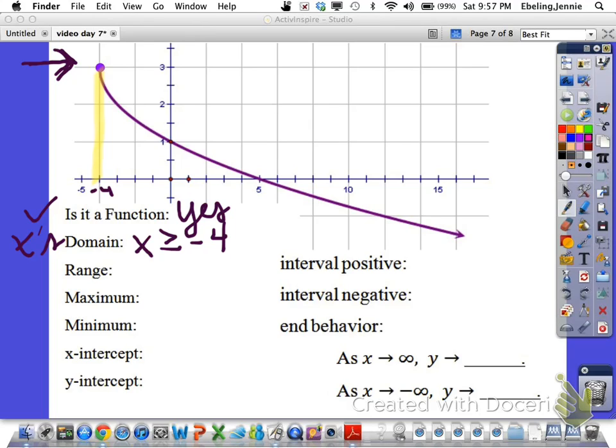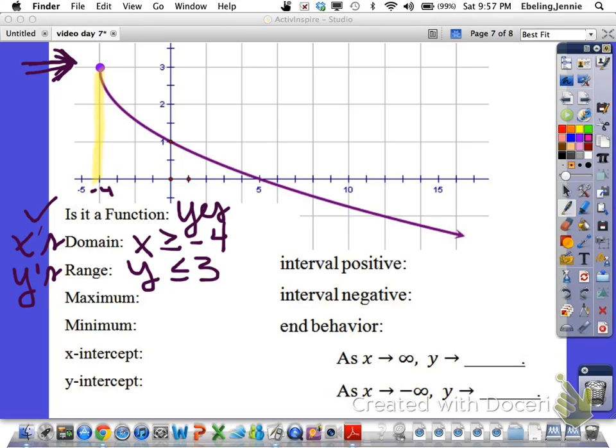Now my range, that would be all of my y's. What can my y's be? Well, when I look at that one, I want to take a look at where does it go on the x-axis. It's at 3 right here. And so all the points on this line right here are using this 3 value and below. So I would write that as y is less than or equal to 3 because it is below that 3. And then this coordinate up here includes that 3 as a y coordinate.